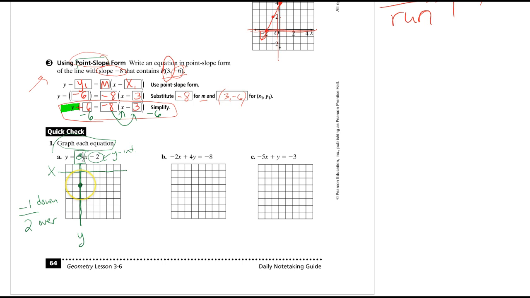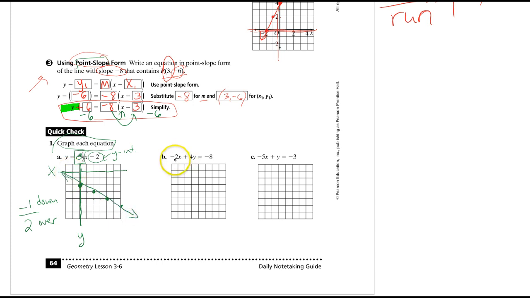So from this point, first place I put my pencil down, down 1 over 2. Do it again. Down 1 over 2. Do you see a line? Down 1 over 2. Got it. So there it is. There's your line.